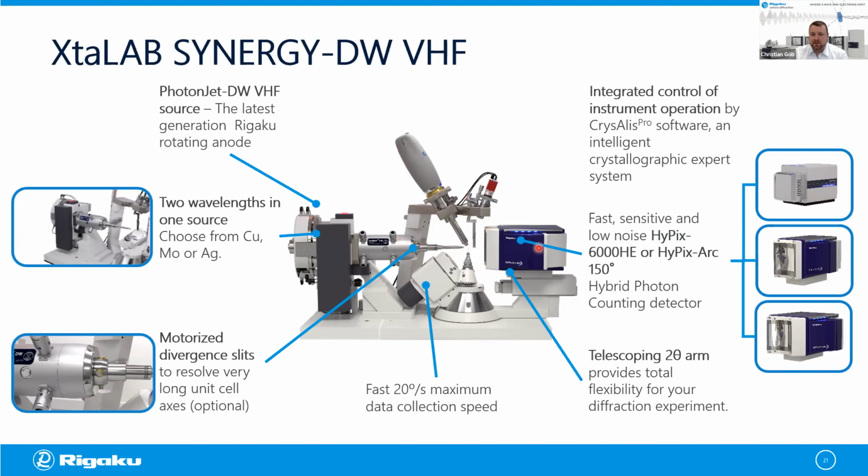On the right-hand side, you see here the HyPix-ARC 150. This is our largest curved detector, comprising 3 detector modules. You can also have them as a HyPix-6000 in a flat arrangement or as an ARC 100. So the 100 or 150 is the angular coverage that you have in here. And everything is operated in CrysAlisPro. So this is a one software suite that allows you to operate everything.